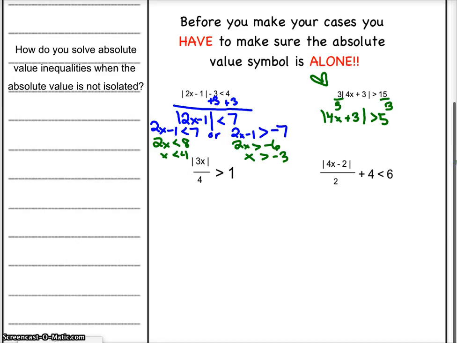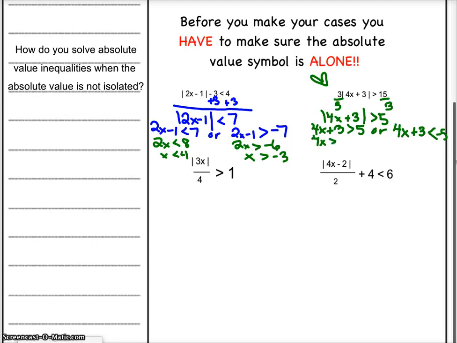Now can I make my cases? Yes, because the absolute value sign is by itself. So I'm going to say 4x plus 3 is bigger than 5, or 4x plus 3 is what? Smaller than negative 5. Nice. If you're feeling like you're going to remember to flip that inequality, you are beyond where I expect you to be right now. So that's really good, because it's hard.